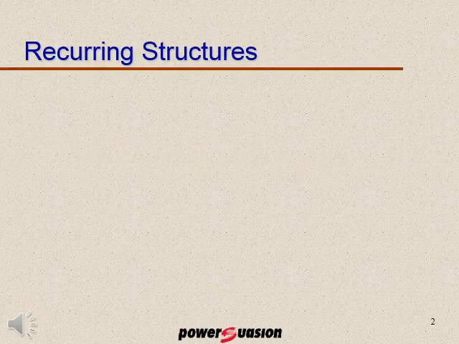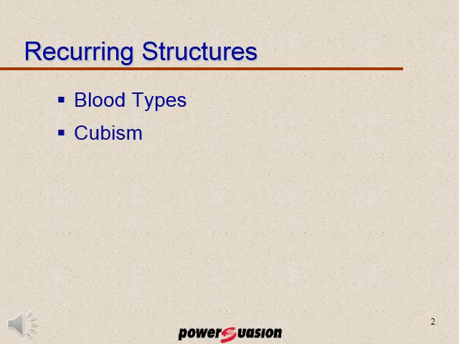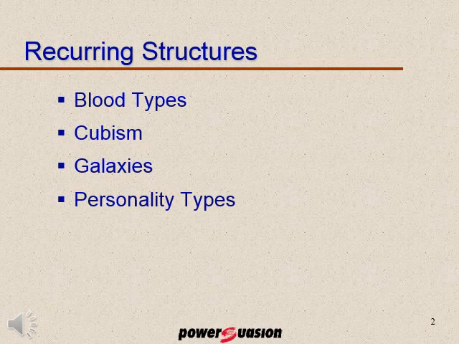One of the interesting things about nature is that nature is efficient and tends to repeat successful forms. So for example, there are basically only 17 forms of the way living things are structured. There are half a dozen or so blood types. There are 6 or 7 types of galaxies. There are 30 or less types of personality.